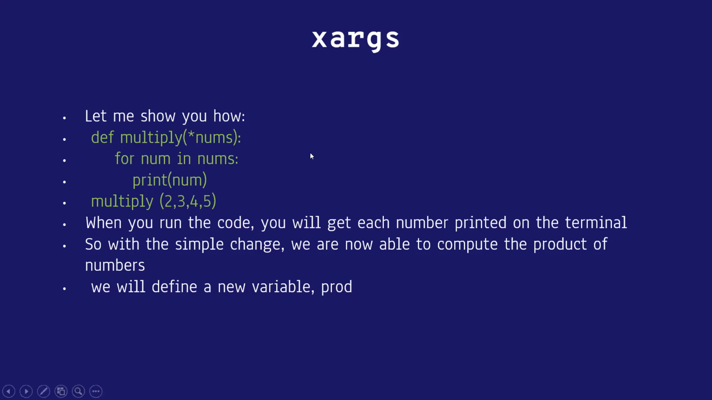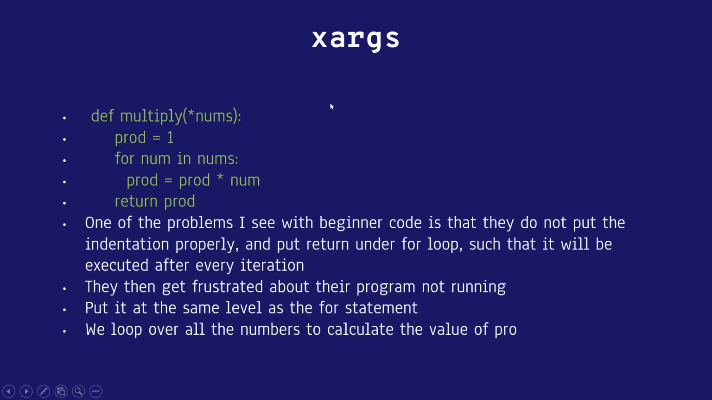So when you run the code, you get each number printed on the terminal. With a simple change, we are now able to compute the product of the numbers. We'll define a new variable called product to hold that. So this is our new function. We have a variable called prod, which we are initializing to 1. So for number in nums, product equals product times num.